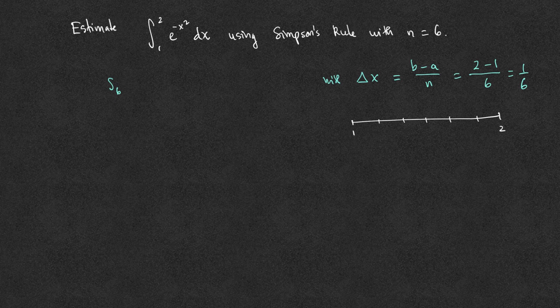1 is 6 over 6, so the next endpoints are 7 over 6, 8 over 6, 9 over 6, 10 over 6, 11 over 6, and the last one is 12 over 6. Obviously, 6 over 6 is 1, 8 over 6 is 4 over 3, 9 over 6 is 3 over 2, 10 over 6 is 5 over 3, and 12 over 6 is 2. There are 7 endpoints in 6 subintervals, so S sub 6 will have 7 terms.